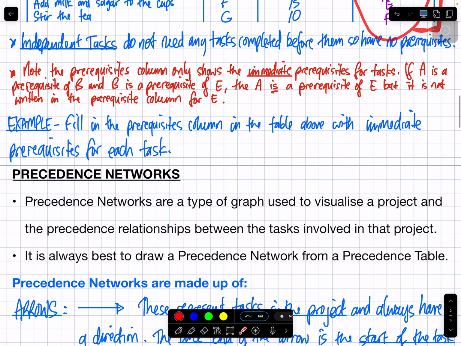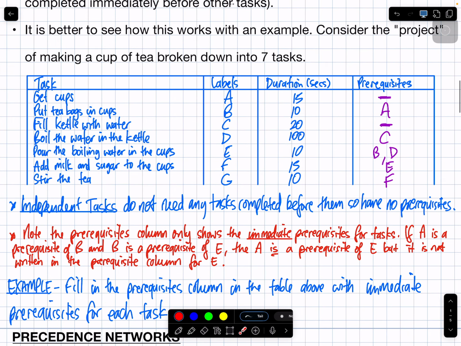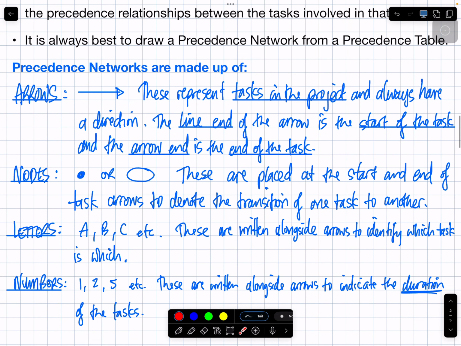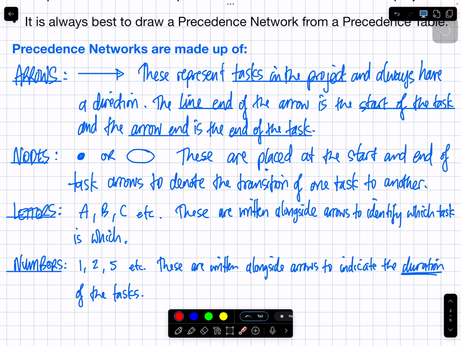Most of the time in your exam and your test, you'll get a table anyway to draw the network from. Some things you need to know about precedence networks. The arrows represent tasks in the project. They always have a direction. The line end of the arrow is where the start of the task is. The arrow end is where the task ends.